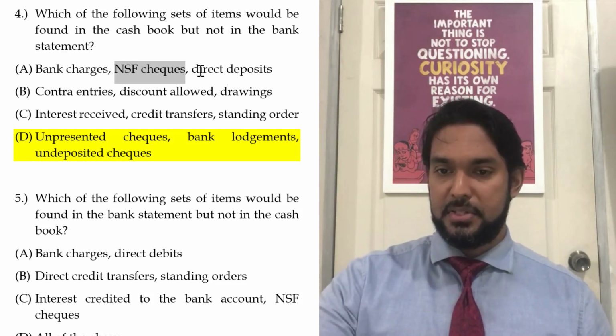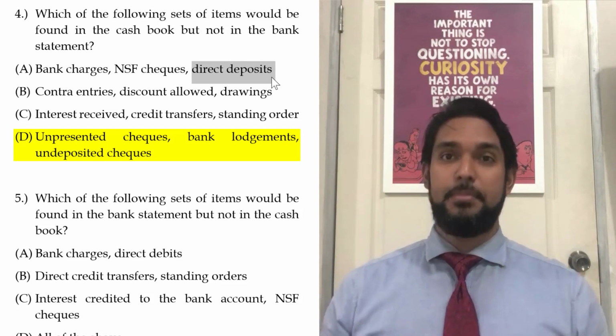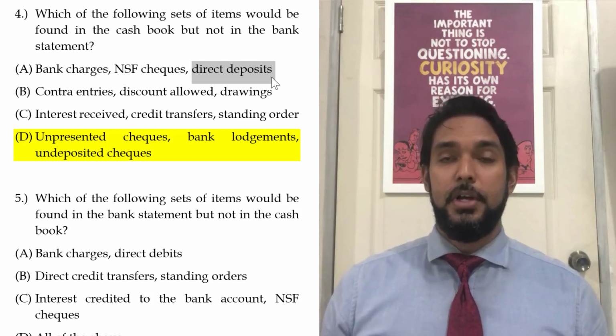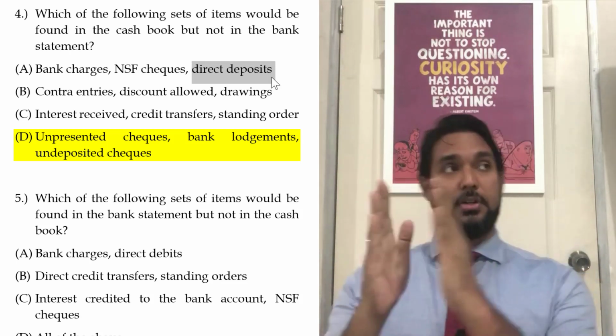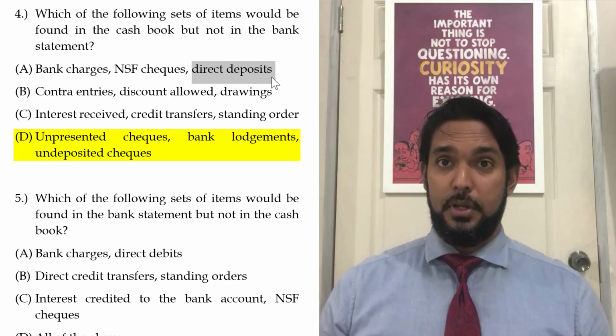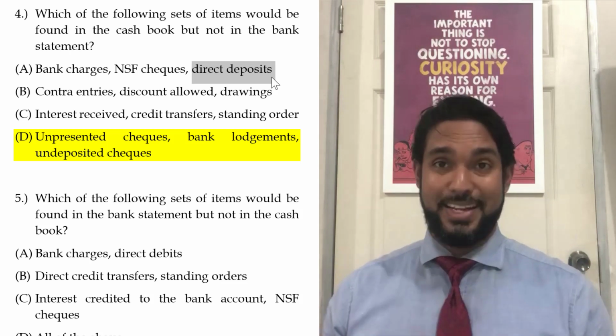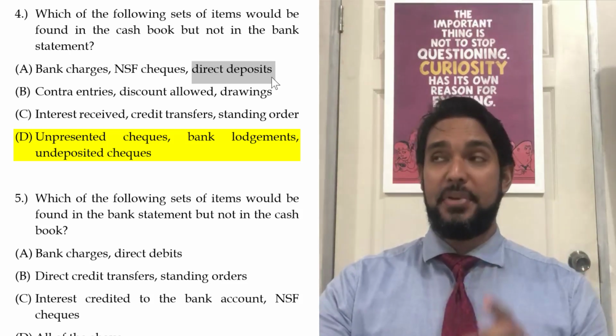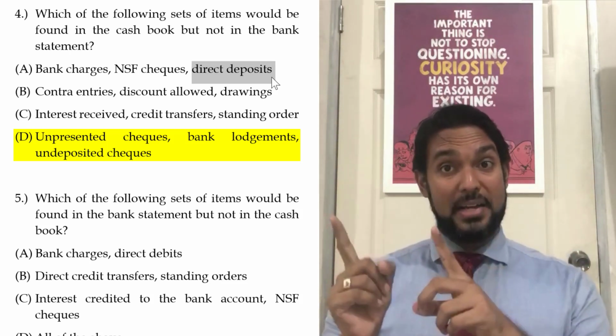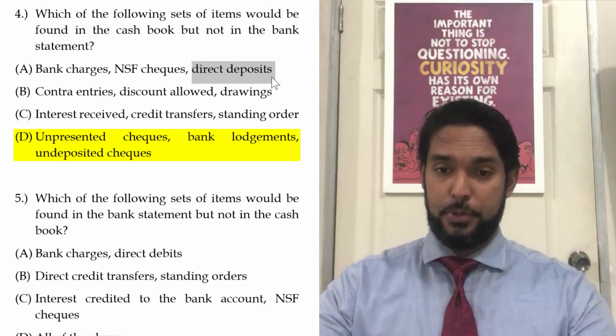All right. Now, direct deposits. So in this day and age of internet banking, we can do an online transfer. So money will go directly from one person's account to another person's account. And there's no need for the money to physically change hands or for checks to be written and exchanged. So what would happen is that information would be on the bank side, but not on our side for the cash book.